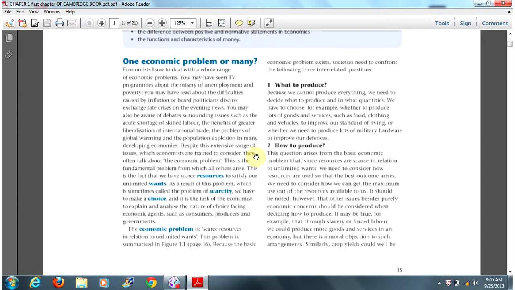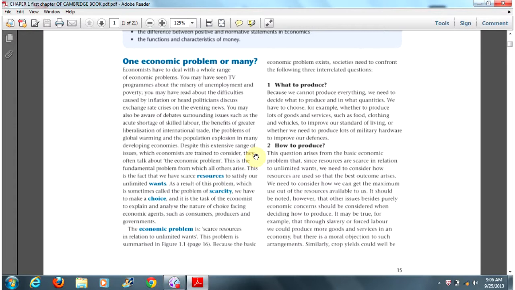Because the economic problem exists, societies need to confront the following three interrelated questions. What to produce? Because we cannot produce everything, we need to decide what to produce and in what quantities. We have to choose, for example, whether to produce lots of goods and services, such as food, clothing, and vehicles, to improve our standard of living, or whether we need to produce lots of military hardware to improve our defenses.